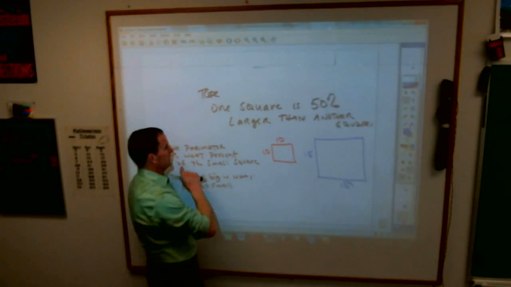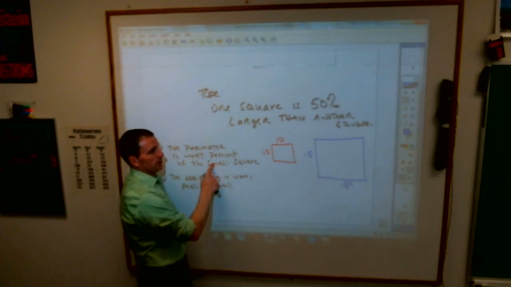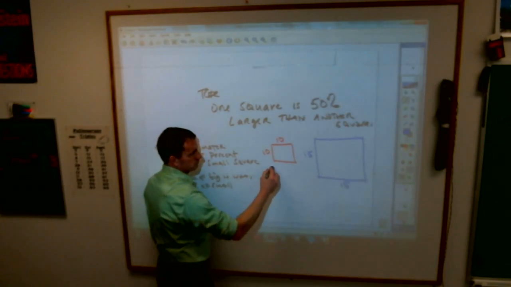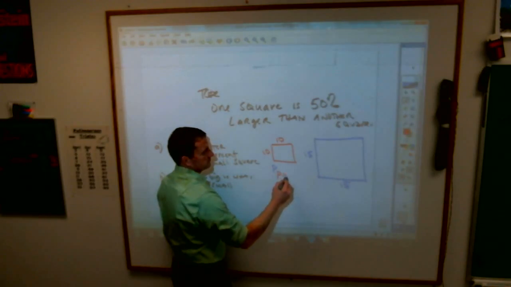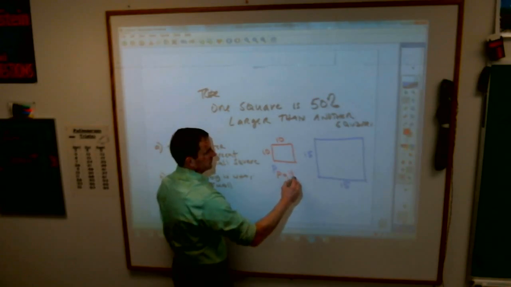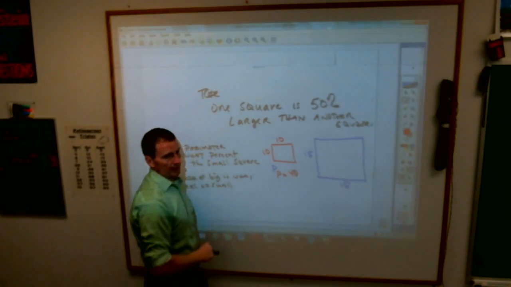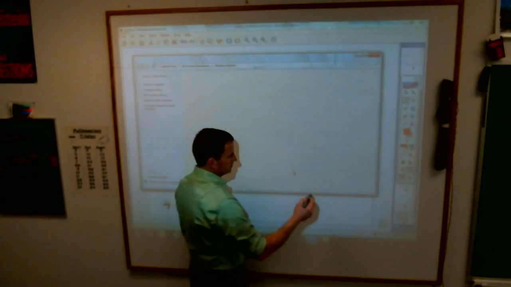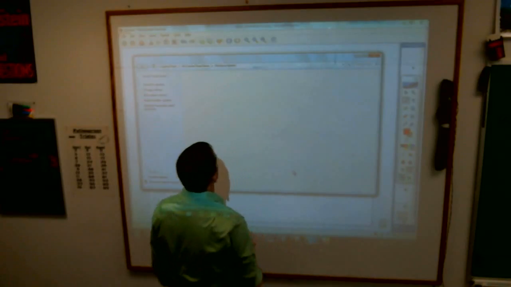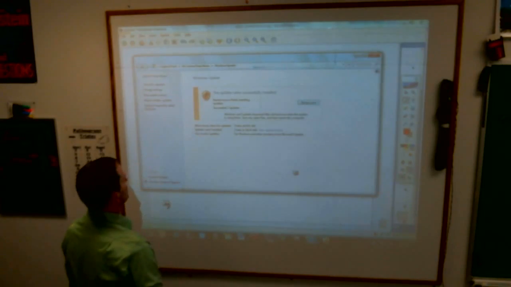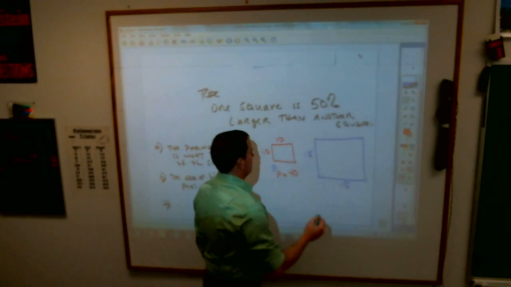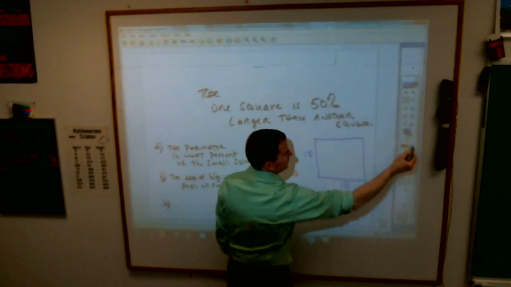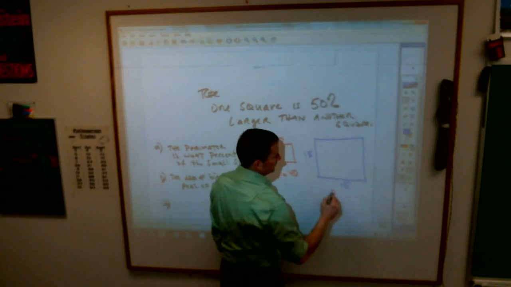Okay, what is the perimeter of the small square? Let's do that, because the perimeter of the small square is what? 40, everybody's in agreement there, doesn't matter, inches, feet, whatever. Perimeter of the big square is? 60. Alright, the perimeter of this one is 60.